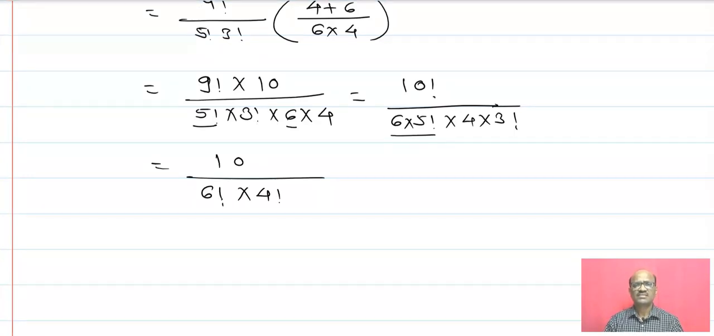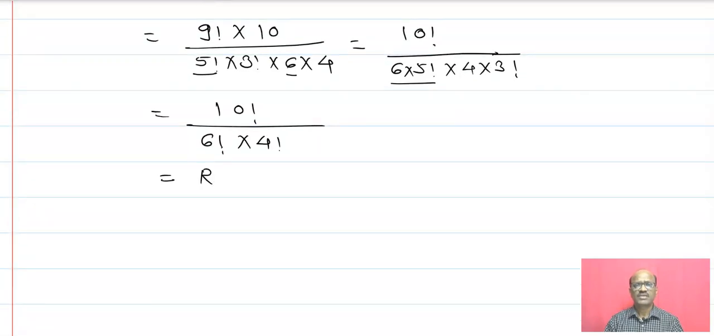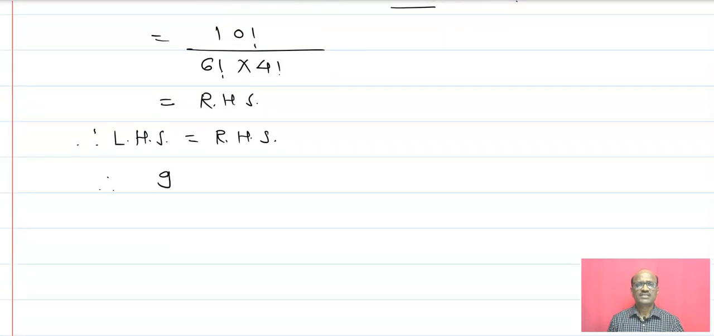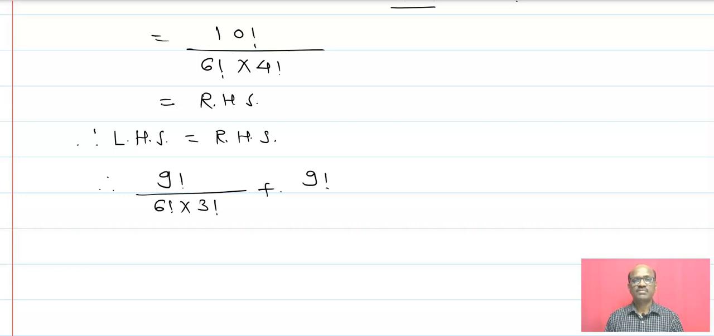that is 10 factorial upon 6 factorial into 4 factorial, which is the RHS. Hence LHS is equal to RHS. Therefore 9 factorial upon 6 factorial into 3 factorial plus 9 factorial upon 5 factorial into 4 factorial is equal to 10 factorial upon 4 factorial into 6 factorial.